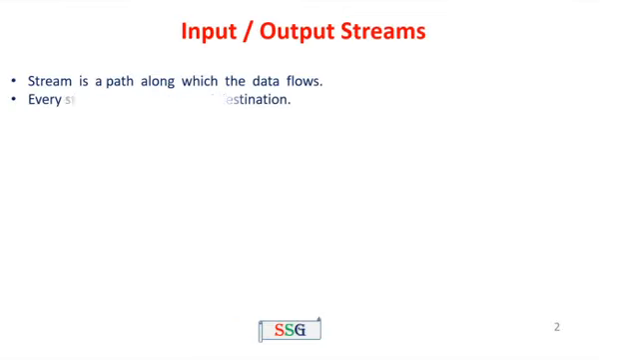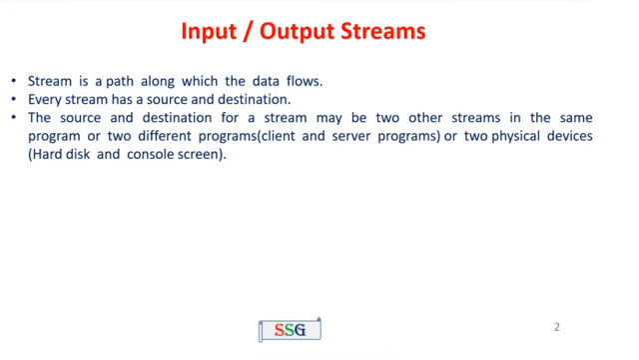The first one, input output stream. A stream is a path for data flow. That means it's one of the paths to transfer data from one place to another place. Every stream has a source and a destination. The source and destination for a stream may be two other streams in the same program or two different programs, that means client or server programs, or two physical devices, either hard disk and console screen, that is monitor screen. That means data transfer from the hard disk to the monitor, or client to server.